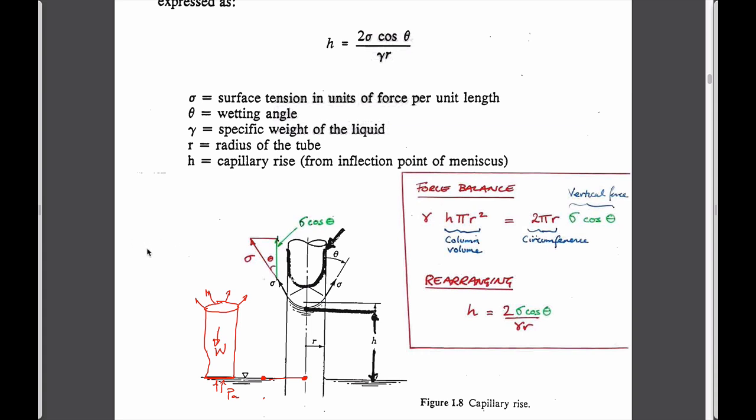So, in other words, the circumference times the interfacial tension, the component of this angle acting vertically upwards relative to theta, has to be equal to the weight. And the weight has to be equal to the volume multiplied by density multiplied by gravity.